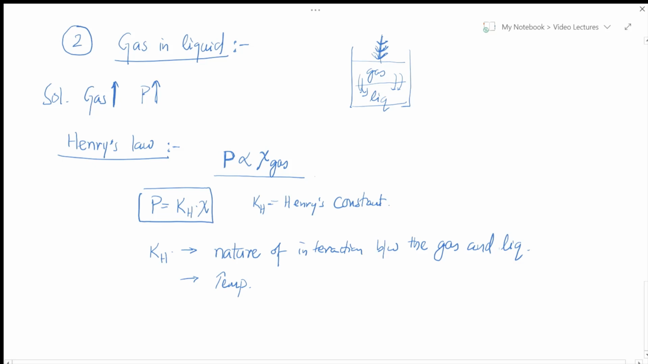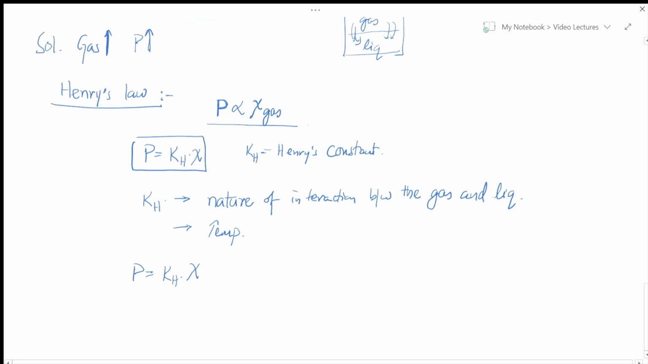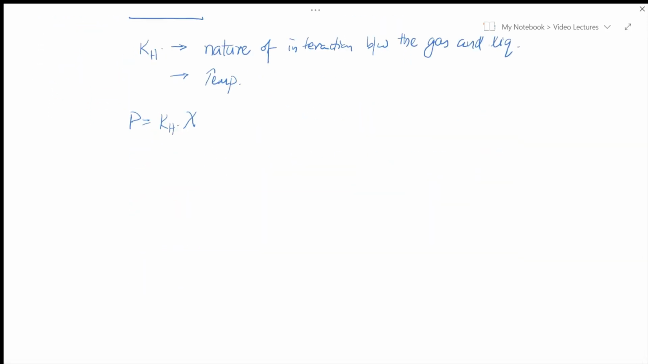Now, when we are talking about two different gases and we want to compare the solubilities, or we want to compare the Kh values, then we will compare their solubilities at fixed values of pressure. Now, in the equation P is equal to Kh into xi, if you fix the pressure, then xi will be greater, or solubility will be greater when Kh is less. So we can say that for a mixture which has lower value of Kh, solubility is higher.